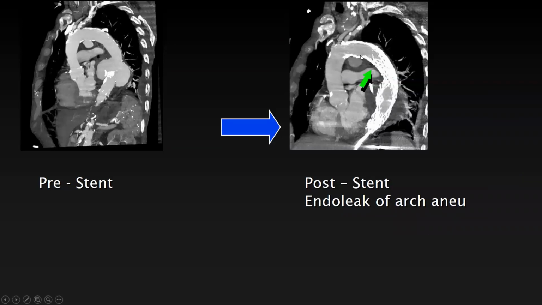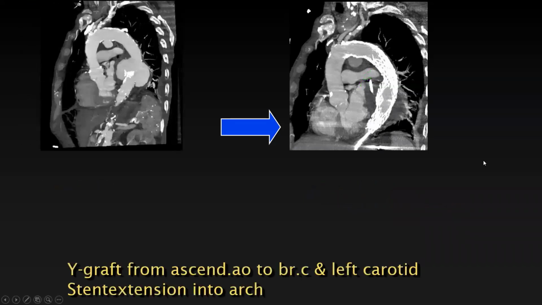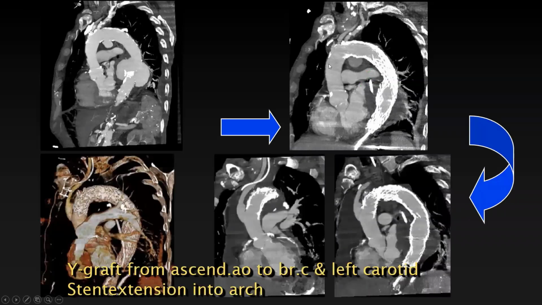So they couldn't put the stent graft more proximally because that would cut off essentially all the supra-arch vessels. They already covered the subclavian artery. So what was done here is what's called a debranching procedure. What that essentially means is you try to bypass the supra-arch vessels by using a surgical graft to connect the ascending aorta to the supra-arch vessels.